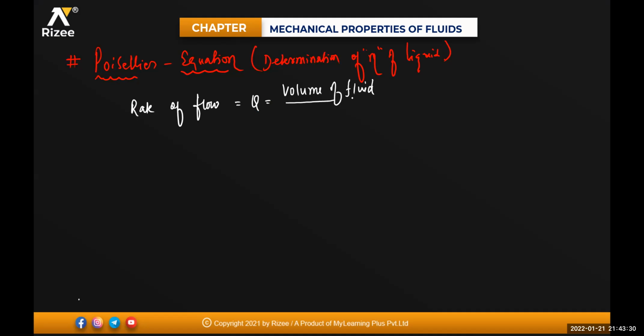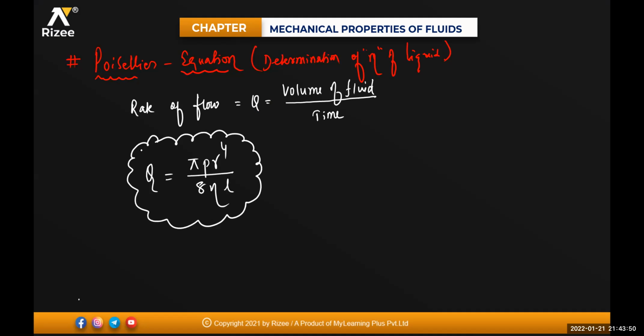Volume of the fluid divided by time. Anything divided by time is known as rate. Anything divided by length is known as what? Gradient, isn't it? So rate of this flow is given by the formula Q equals pi P r to the power of 4 divided by 8 eta L. This is the formula which you need to remember.